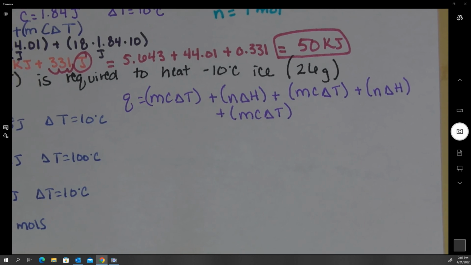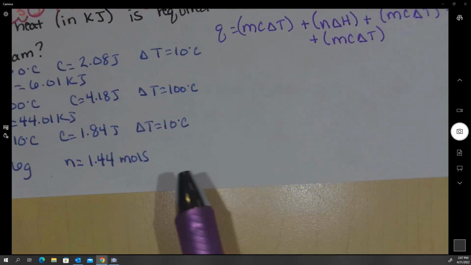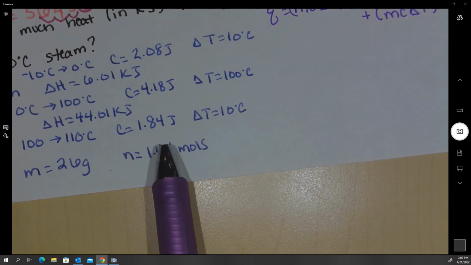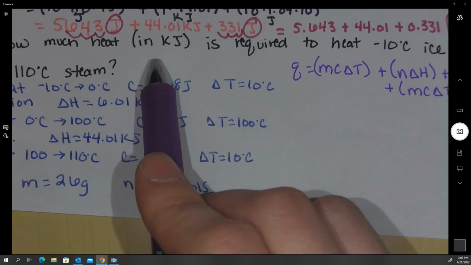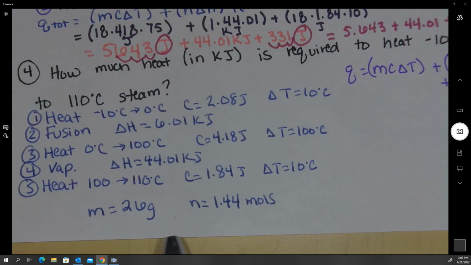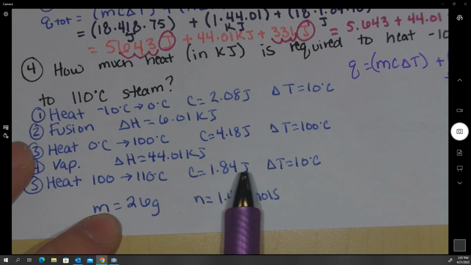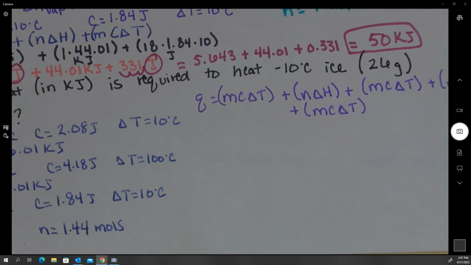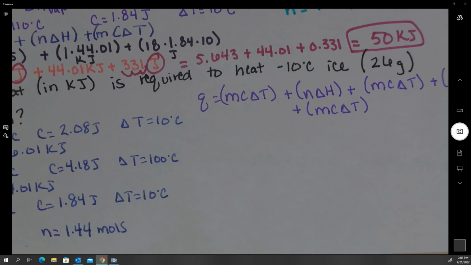I had a really good question earlier. They said, Miss Deek, how do we get moles? Moles is going to be your mass divided by the molar mass of your substance. What was the substance that we were working with here? Water. What's the molar mass of water? 18. So to get my moles I took 26 and divided it by 18, and that gave me 1.44 moles. Is it going to be something different than water? Flip your sheet over. It's like water.